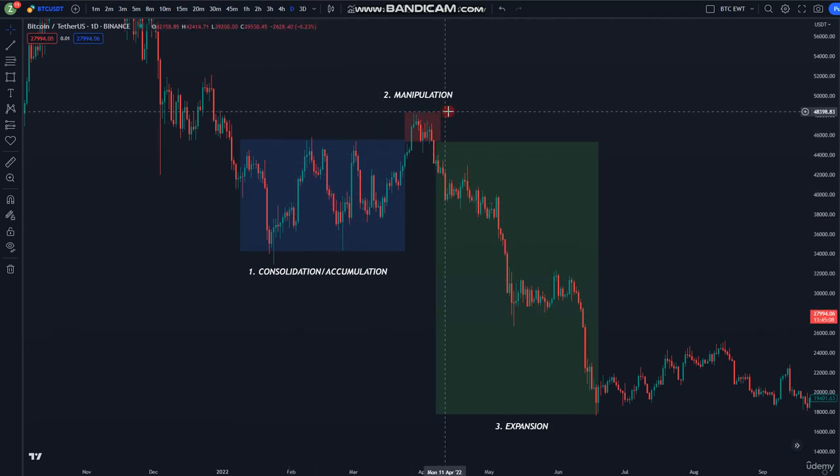What you get after this is the second stage in the power of three structure, and this is your manipulation. What we mean by manipulation is just a move outside of the consolidation that we've been in for a while that induces retail participants to take a trade. This manipulation makes people want to react. And why do I say that?